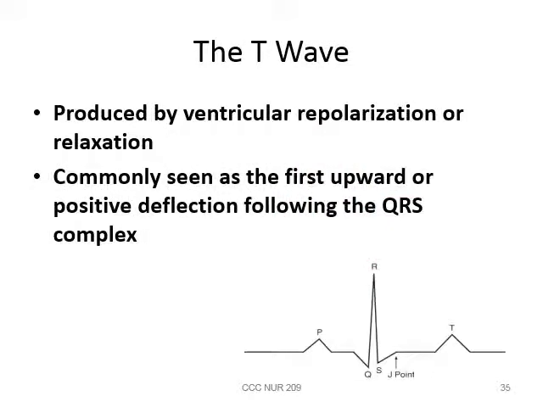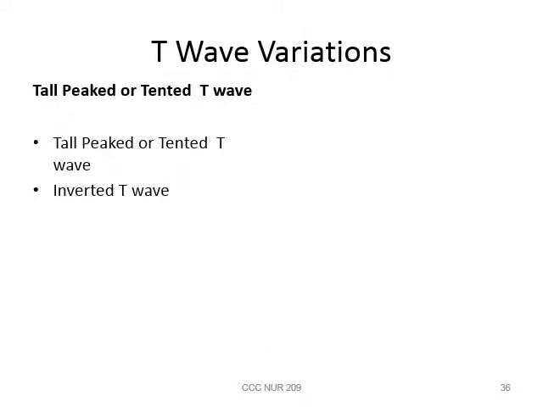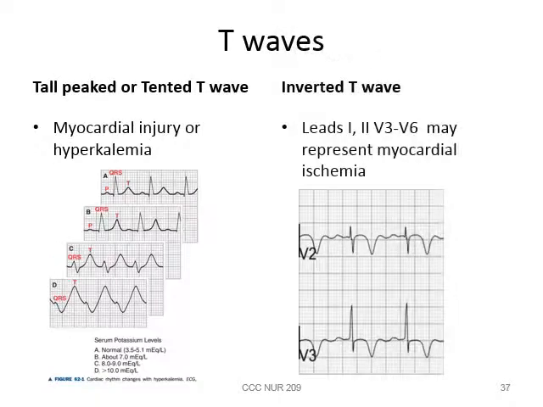It's produced by repolarization, commonly seen as the first upward or positive deflection following the QRS complex. The T wave can be upright or it can be inverted, and those have different meanings. T waves can be shaped differently, and differently shaped T waves have different types of meanings. So you can see tall peaked, or what we call tented T waves, or you can see inverted T waves. The tall peaked or tented T waves usually indicate either myocardial injury or in most cases hyperkalemia.